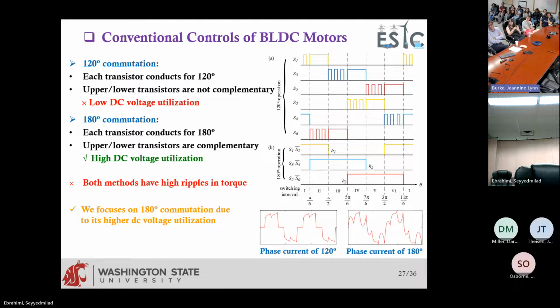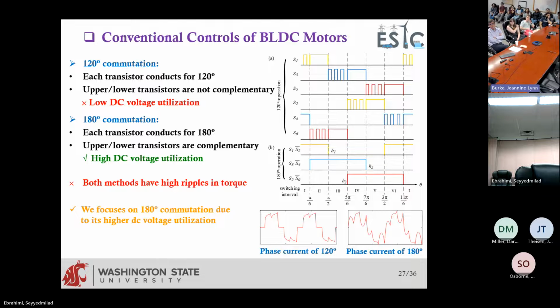And for 120 degree, both of the switches are off and that leg is not connected to VDC. So we are not completely using the DC voltage that we have. We are not utilizing it. But for 180 degree, it's on, off. So at least one of them is connected to the DC terminal. So we have higher DC voltage utilization. But the thing is, both of them have high torque ripples.